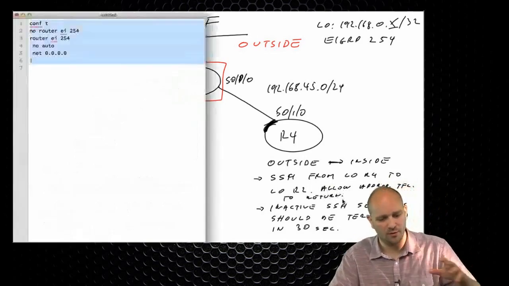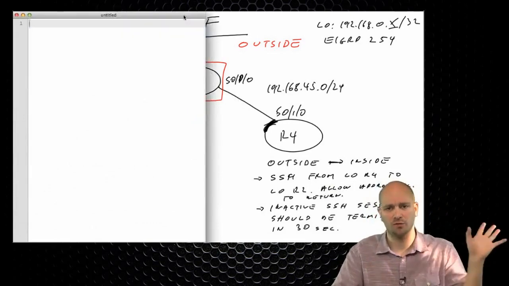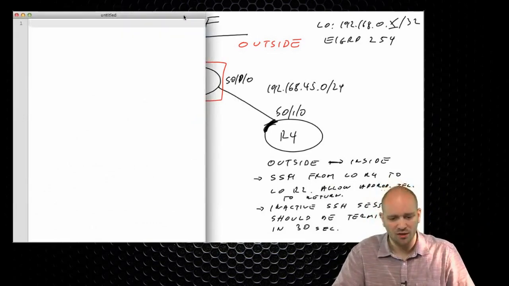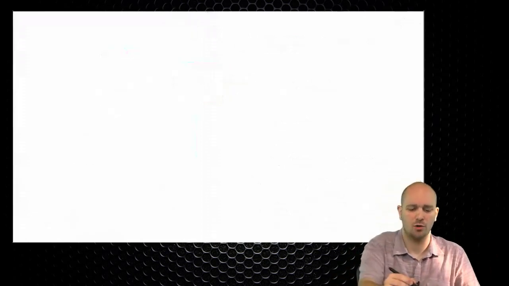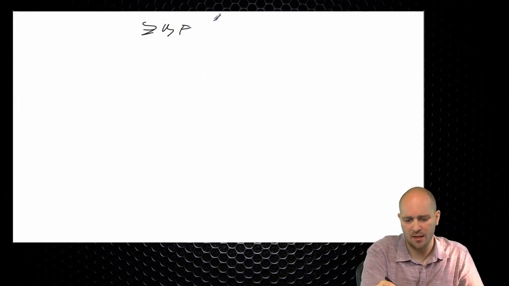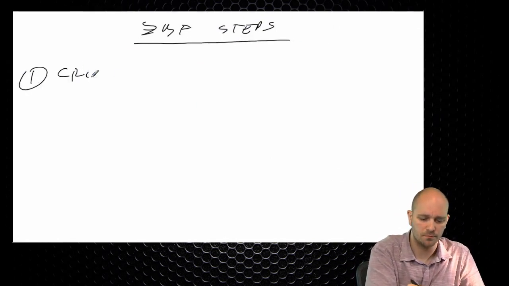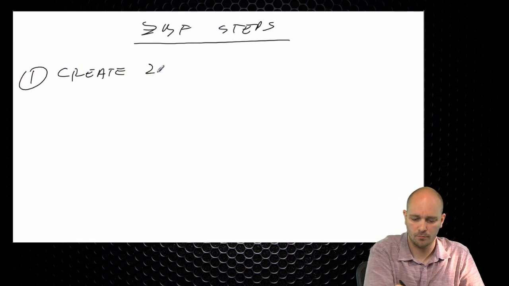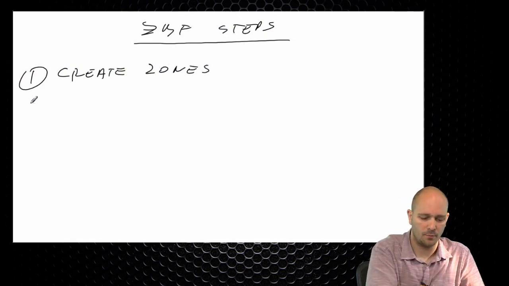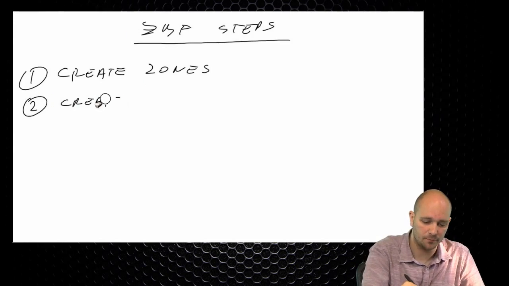Now, every time you're dealing with a zone-based firewall, the fair warning is that you are going to have a lot of typing to do. Now, what do you need to do? What are the steps of configuring the zone-based firewall? Well, this is a very simple cheat sheet. So zone-based firewall steps. Number 1, create zones. Number 2, create policies. Oh, actually, define the traffic.